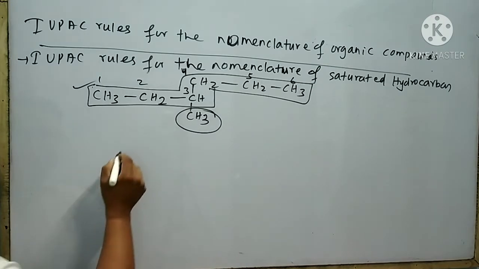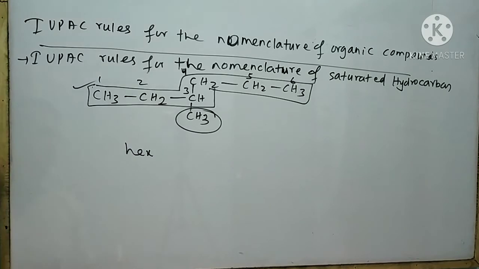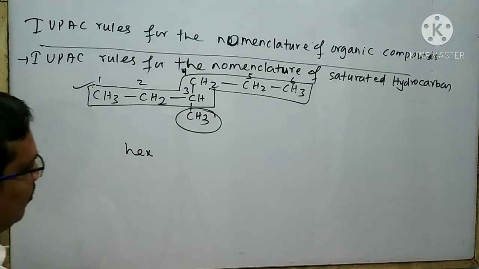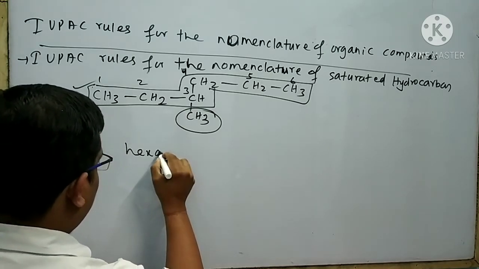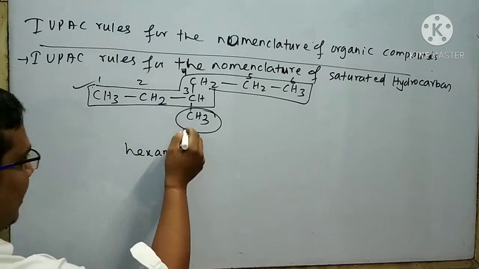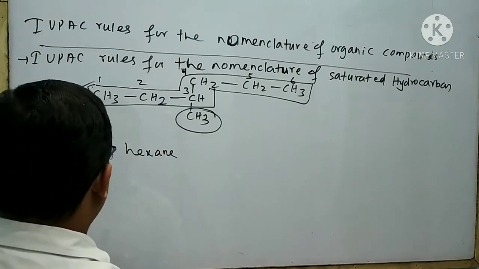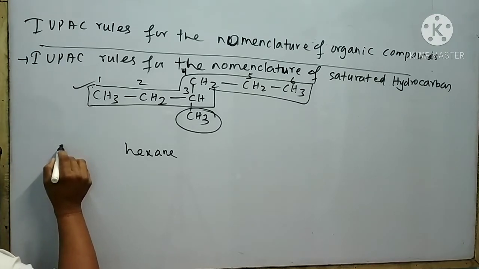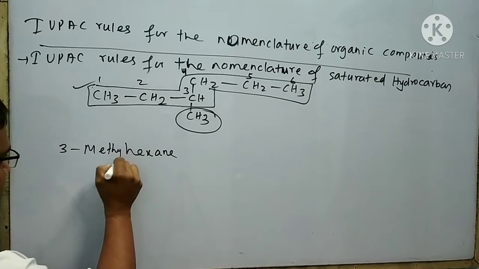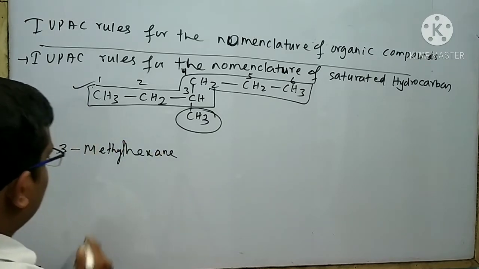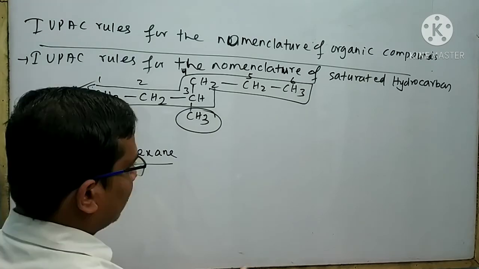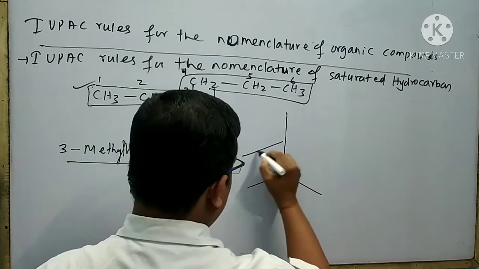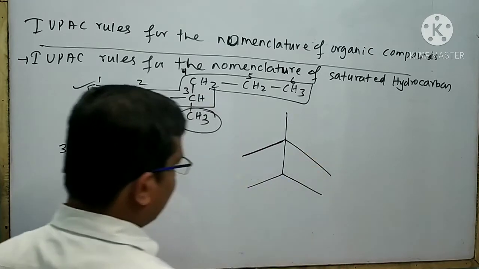So the word root is hex. Since all the carbon atoms are bonded through single bonds, the primary suffix is ane. The side chain is attached to the 3 number carbon atom, so the primary prefix is 3-methyl. The name of this compound is 3-methylhexane. Similarly, take another example. What will be the name of this compound?